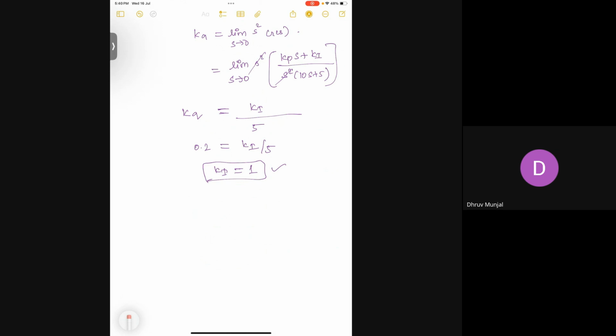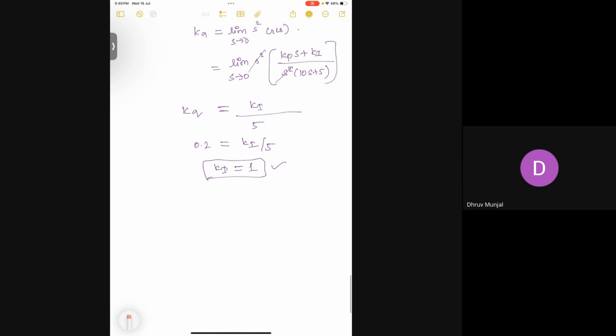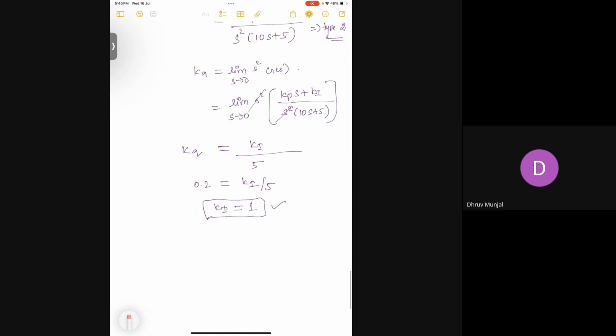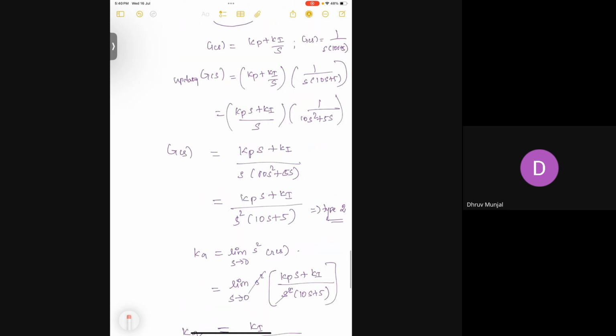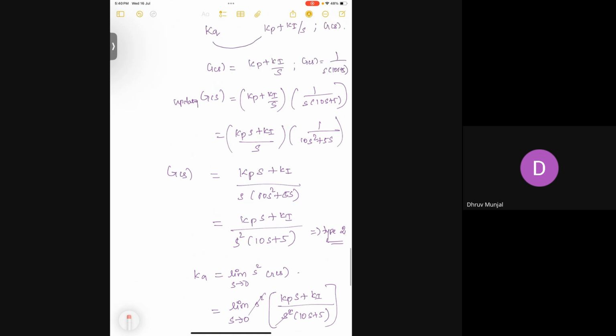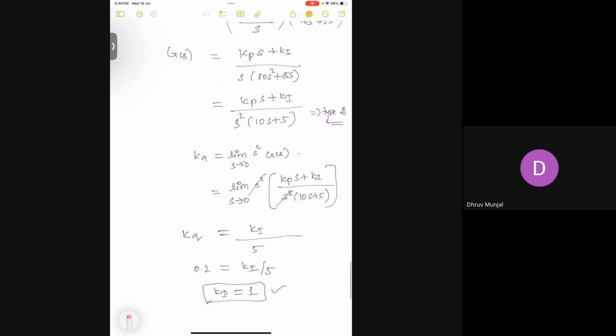This acceleration constant is given because we are getting a square in G(s) function. So whichever constant we are given, according to that only we will get the transfer function. You should write the equation accordingly. Since it is a Ka, here s square will come. If it is Kv, the equation would be limit s tends to 0, s into G(s). If it is Kp, they have given limit s tends to 0, 1 plus G(s). You should write in that form.